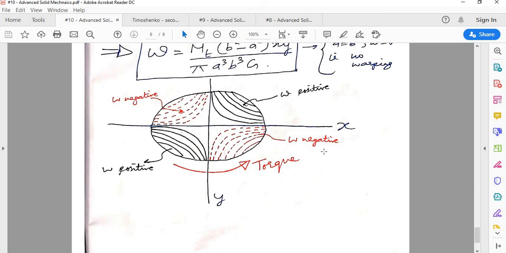So with this lecture we complete one more topic in this syllabus. The next topic that we'll cover as per the syllabus is how to deal with the torsion problem in terms of strain energy. Till now we were dealing with the stresses. So in the next lecture we will cover the formulations related to dealing with torsion in terms of strain energy.